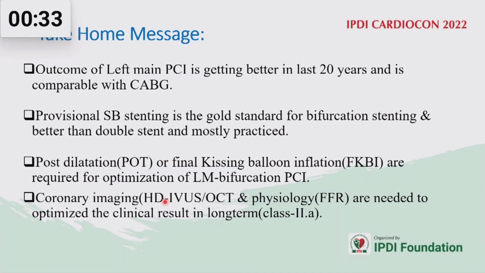The documented outcome of left main PCI has been getting better in the last 20 years, and it is comparable with CABG. Provisional side branch stenting is the gold standard for bifurcation stenting, better than double stent, and is mostly practiced. Post-dilatation and final kissing balloon inflation are required to optimize left main bifurcation PCI. Coronary imaging, particularly high definition IVUS, OCT, and sometimes FFR, is needed to optimize the long-term clinical result. Coronary imaging in left main PCI is a 2A indication.